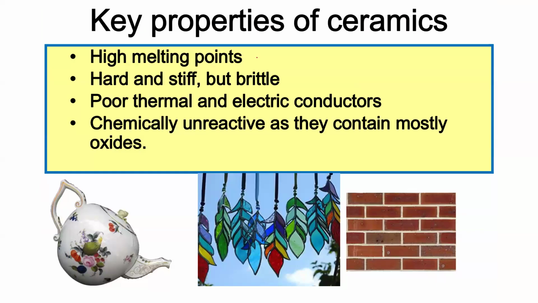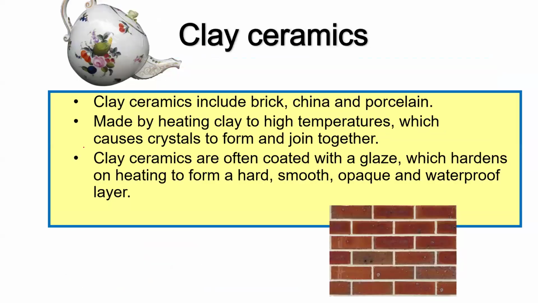Okay, ceramics have high melting points. They are hard and stiff but brittle, very poor thermal and electric conductors, and are chemically very, very unreactive. Hence why people used to have ceramic teapots. Clay ceramics are very similar, except they're made from clay. They are made by heating clay at high temperatures, and they are often put with a glaze to seal them up a little bit.